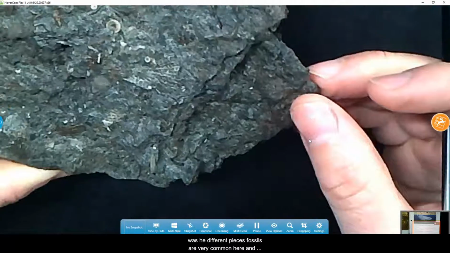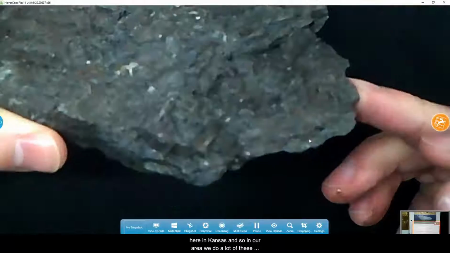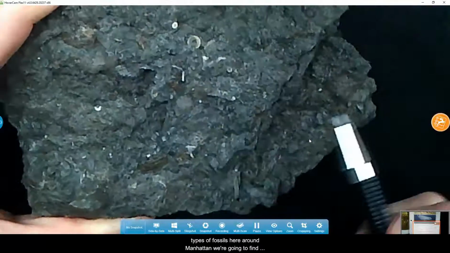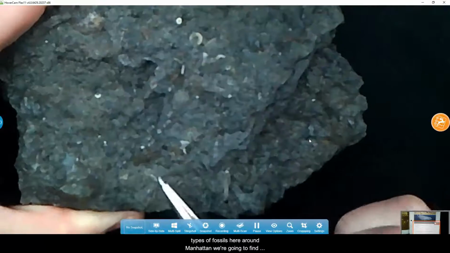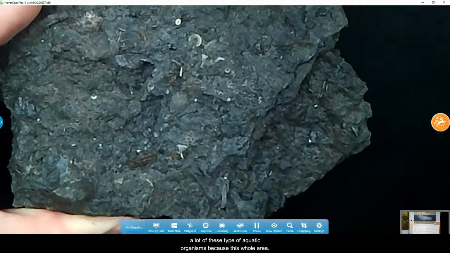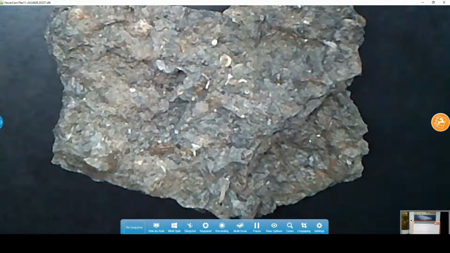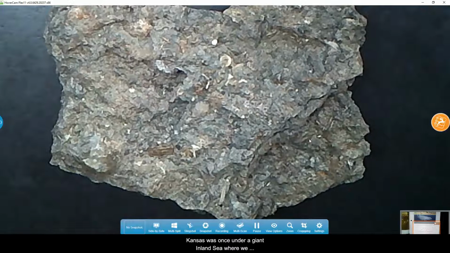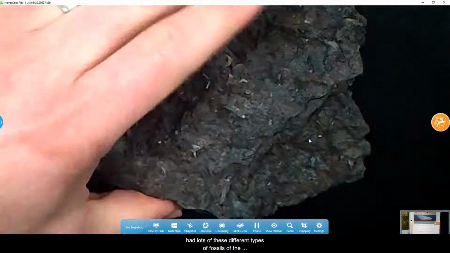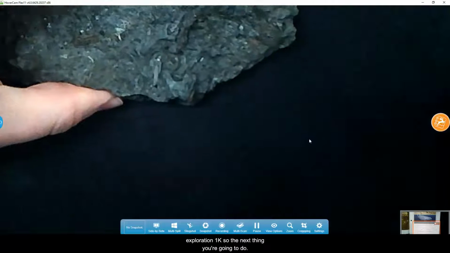And so fossils are very common here in Kansas. In our area, we get a lot of these types of fossils. Here around Manhattan, we're going to find a lot of these types of fossils, marine aquatic organisms, because again, this whole area, Kansas, was once under a giant inland sea where we had lots of these different types of fossils. Alright guys, so this is the end of Exploration 1.